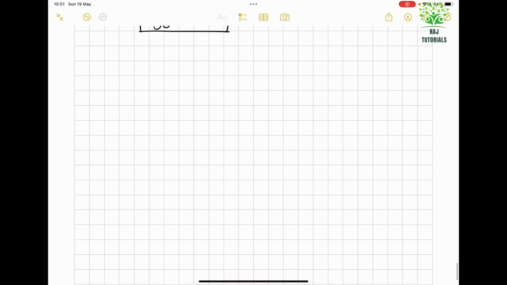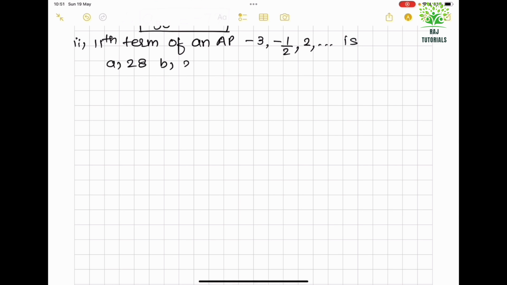Then the second one says: the 11th term of an AP, minus 3, minus 1 by 2, 2, and so on, is. A is 28, B is 22, C is minus 38, D is minus 48. Here 2 is an integer 1 by 2. So the 11th term means n is 11, a_11 I have to find.